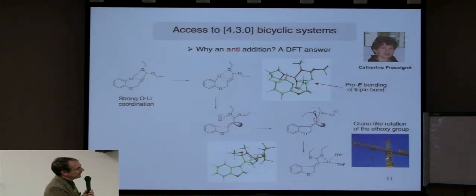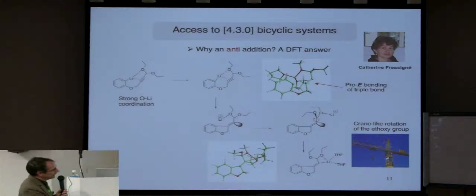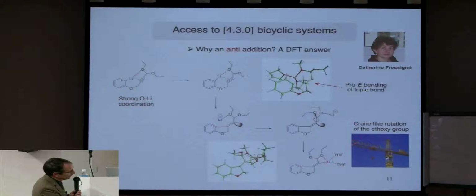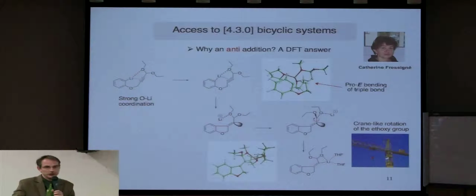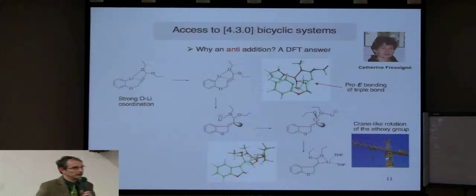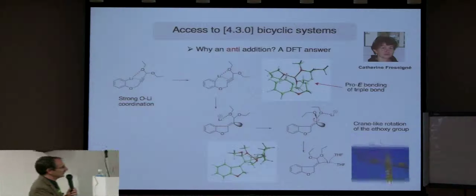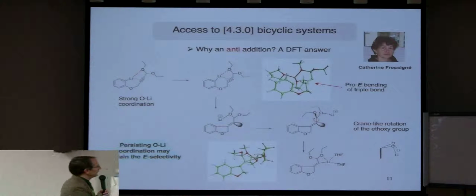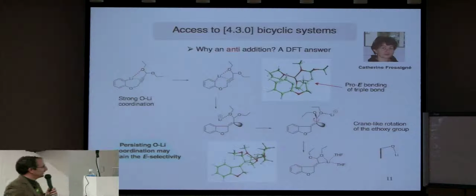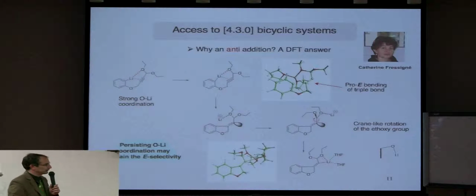So it's a crane-like rotation of the ethoxy group. And so the ethoxy delivers the lithium. And finally, the lithium ends up at the good position here. But you see that the interaction with the oxygen is still very strong. So all along, the oxygen-lithium interaction is very strong, and that explains the very unexpected course of this reaction. So you see the lithium turning with the oxygen. So this persistence can explain the E-selectivity.